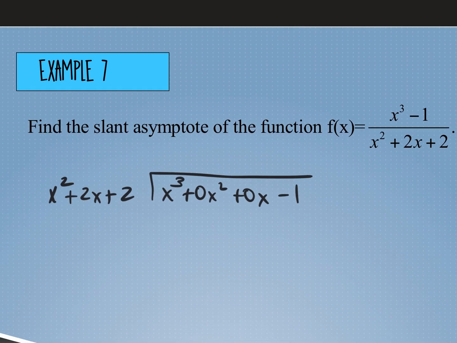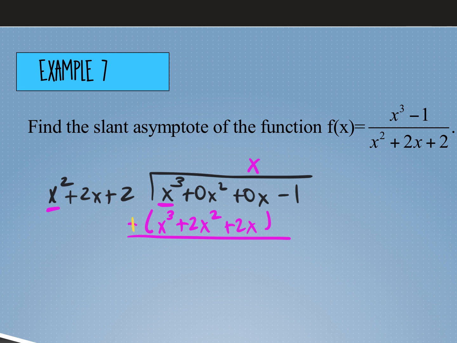Now remember, our slant asymptote is y equals mx plus b. So I'm going to say first term into first term. X squared goes into x cubed how many times? X times. So I'm going to put it up here. Get your subtraction ready before you multiply. X times x squared is x cubed. X times 2x is plus 2x squared. And x times 2 is plus 2x.